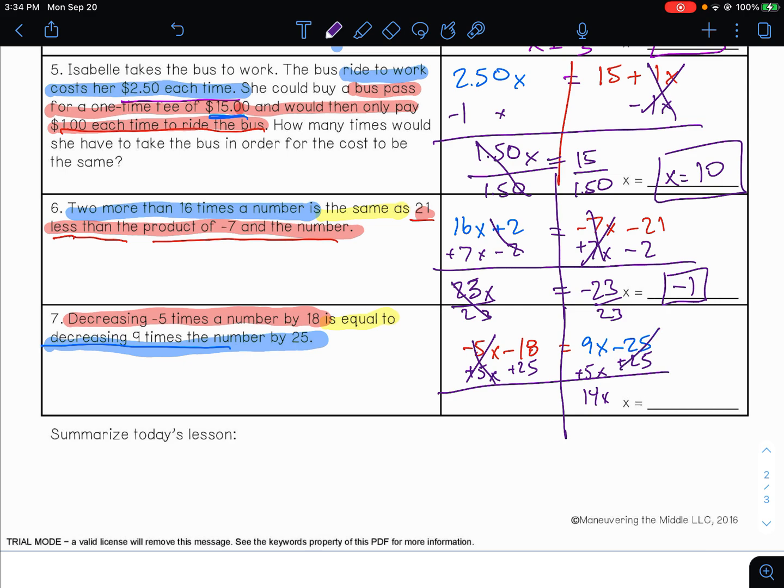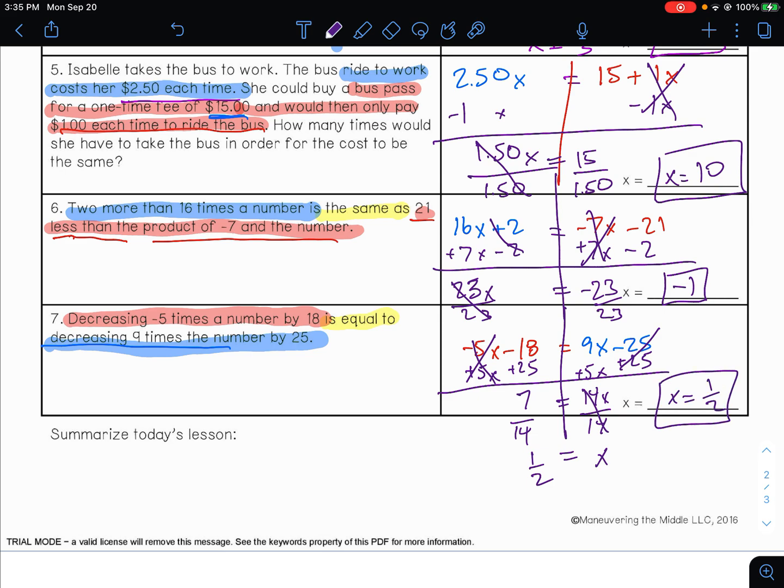That'll cancel. Negative 18 plus 25, I'm going to subtract and take the sign of the bigger number. So the bigger number is positive, and 25 minus 18 is 7. So positive 7 is what happens when you have negative 18 plus 25. All right, now I have 7 equals 14x. Divide by 14. The answer is not 2. X equals 7 over 14, which is the same as 1/2.